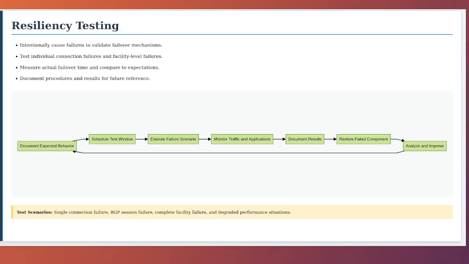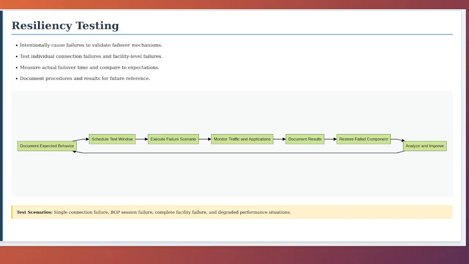Execute the failure by disabling the connection or BGP session. Monitor the environment using CloudWatch metrics, your on-premises monitoring tools, and application-level checks. Document the actual behavior. Did traffic fail over as expected? Were there any application errors? How long did the failover take? After testing, restore the failed component and verify that everything returns to normal. Finally, analyze the results and make improvements to your configuration if needed.